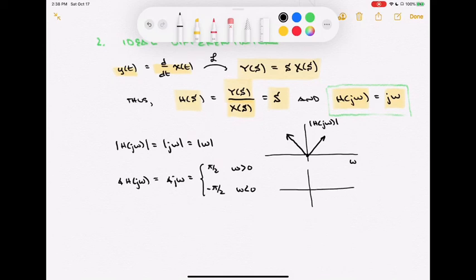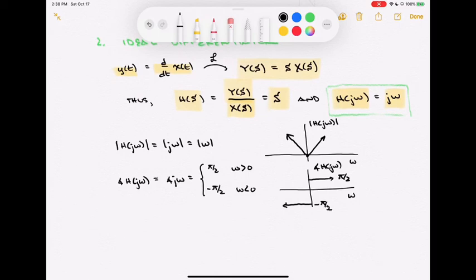So let's go ahead and plot this out as well. As a function of omega, I'm looking at the phase response, the angle of H(j omega). In this particular case, I'm going to get a positive pi by 2 when frequency is positive, and I'm going to get minus pi by 2, which is minus 90 degrees, for any negative frequency. So let's think a little bit about this.